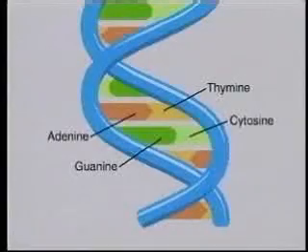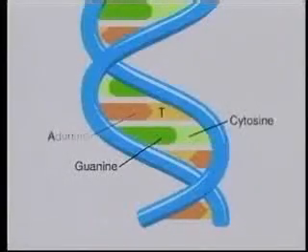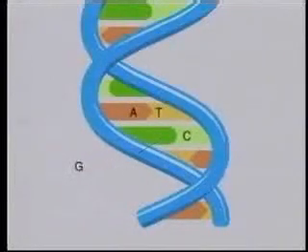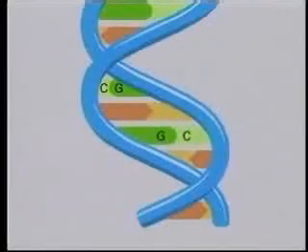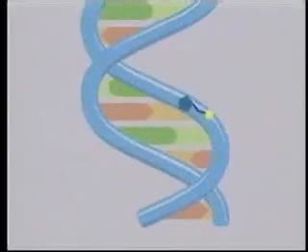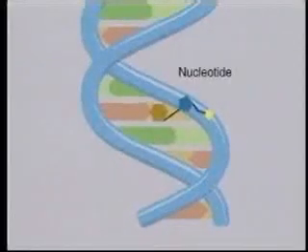The names of the bases are often abbreviated. T stands for thymine, A for adenine, C for cytosine, and G for guanine. T always pairs with A. C always pairs with G. A TA pair and a CG pair are called complementary base pairs. Each group of phosphate, sugar, and base is called a nucleotide.